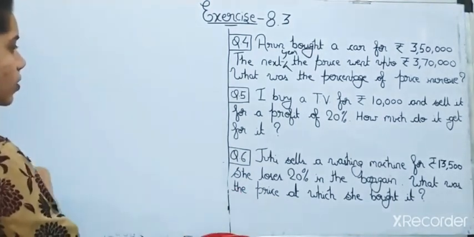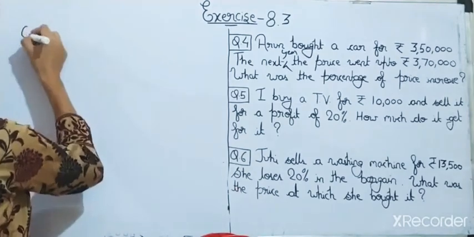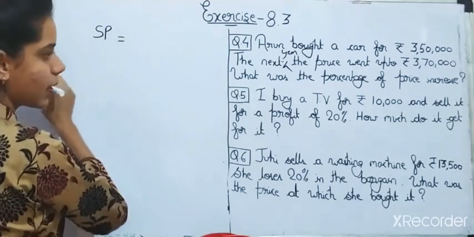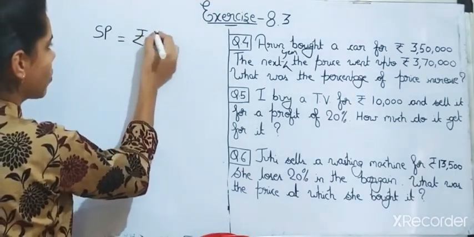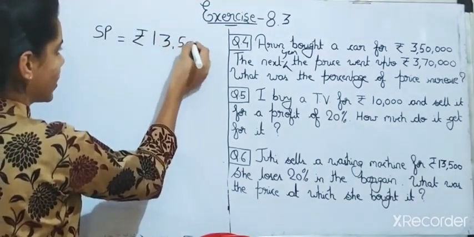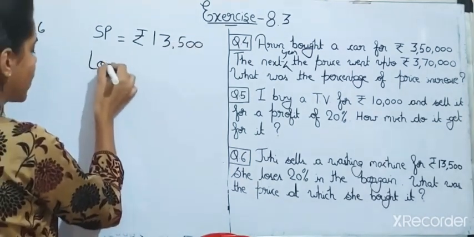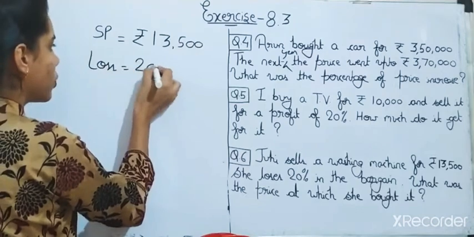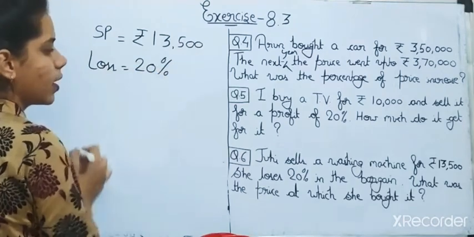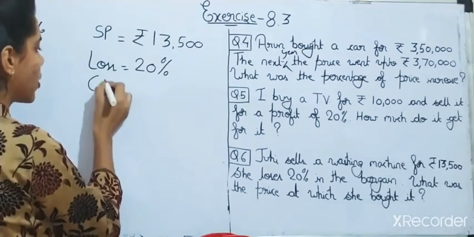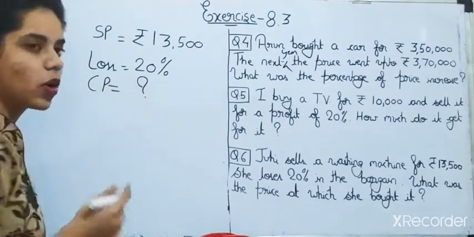Now Juhi sells a washing machine, means SP of washing machine is 13,500. Now she loses 20%. Loss was of 20%. And what was the price at which she bought it? She bought it means cost price, and we have to find out that cost price only.